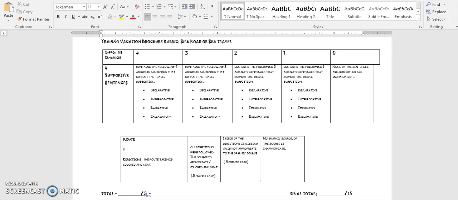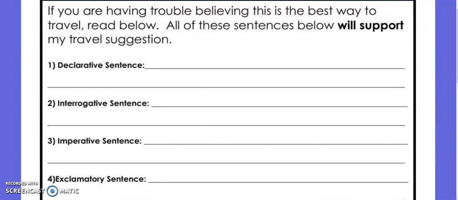Those 4 types of sentences you've been learning in language arts this year, and you need to include one of each, a declarative, interrogative, imperative, and exclamatory, and place those sentences on these lines. They should all support why you have taken the specific route or trip that you have so far. You get 1 point for each of these sentences.